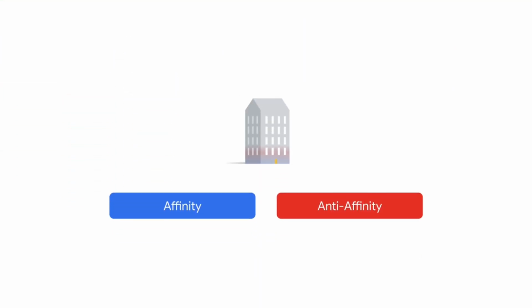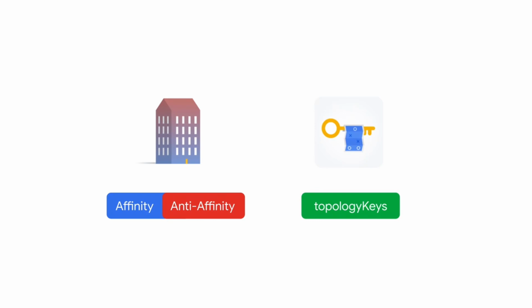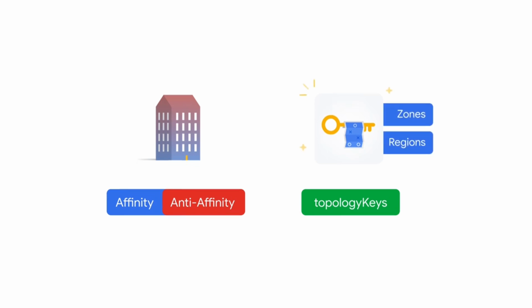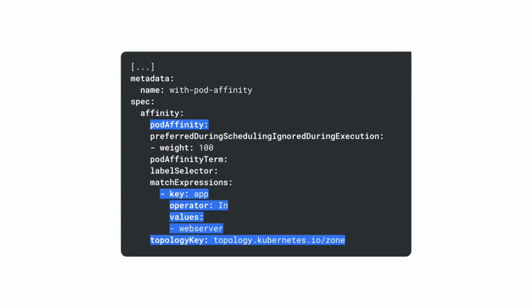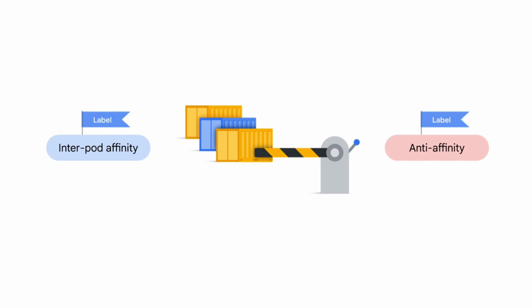Affinity and anti-affinity rules aren't limited to individual nodes. They can be applied at broader levels of infrastructure organization. You can achieve this by using topology keys, which allow you to define preferences based on broader topology domains like zones and regions. For example, you can use a topology key to indicate that you prefer not to schedule a pod to a web server zone if other pods are already running in that zone. And if you need more granular control, interpod affinity and anti-affinity features can be used because they consider the labels of other pods already running on nodes.